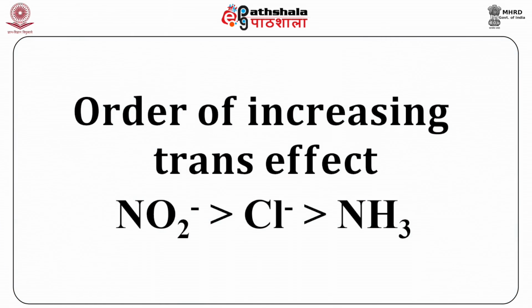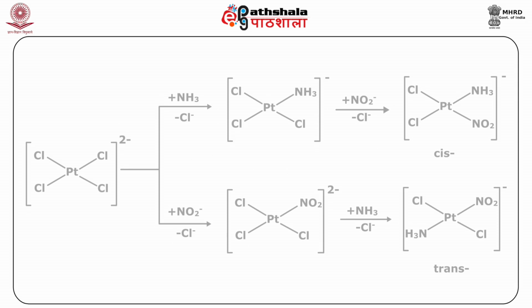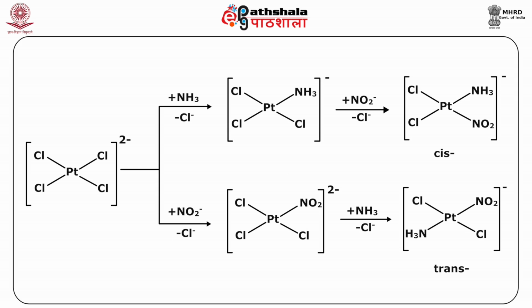Let us consider all three types of ligands in this particular complex. One is chlorine, although there are two chlorine ligands attached, one nitro and one ammonia. So, what is the trans directing power? NO2 minus has maximum trans directing power, maximum trans effect, then chloride, then ammonia. Therefore, the synthesis of cis and trans isomers can be achieved.